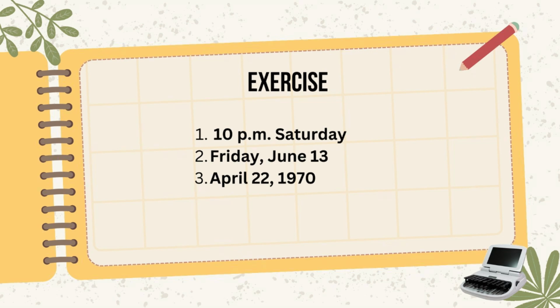Number five, 25-year-old son. So number five, period, and then 25 hyphen year hyphen old, and then son. Notice that for year old, we can also use Y and then long E final RLD. We have an exercise here: 1, 2, 3, 10 p.m. Saturday, and then Friday, June 13, April 22, 1970. Now you give me the correct strokes and we'll reveal the answer in 3, 2, 1. You may pause if you still need more time, but let's try to reveal the answer now. You may also type your answers in the comment section below before you proceed.